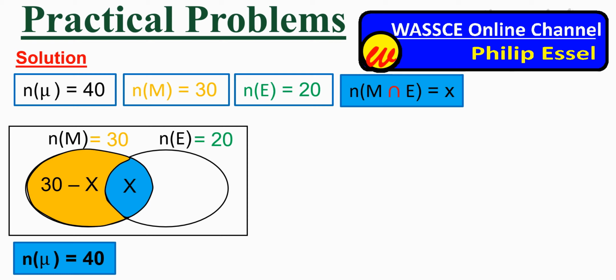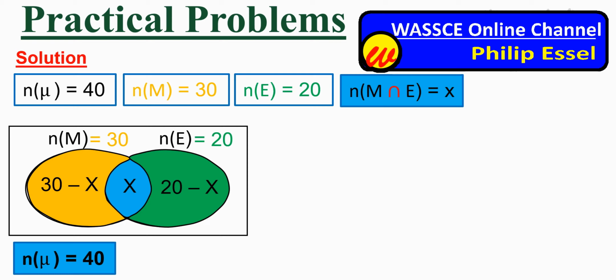Now, what do you also think of the size of the green portion of the circle E? To get its size, we just need to subtract the blue portion from the whole circle, which is 20. So what we'll do is this, we'll subtract X from 20. So that's great. We'll be able to complete the first part of our problem. We were asked to draw a Venn diagram to illustrate the problem, and this is how you're going to do it.